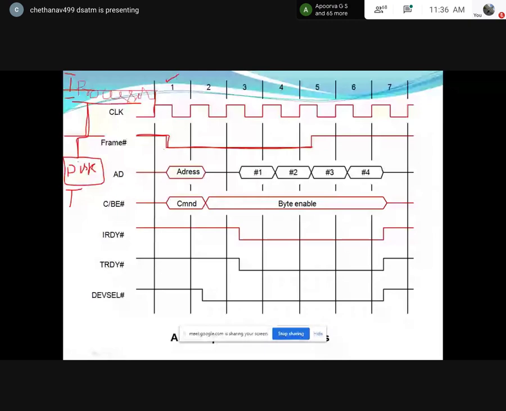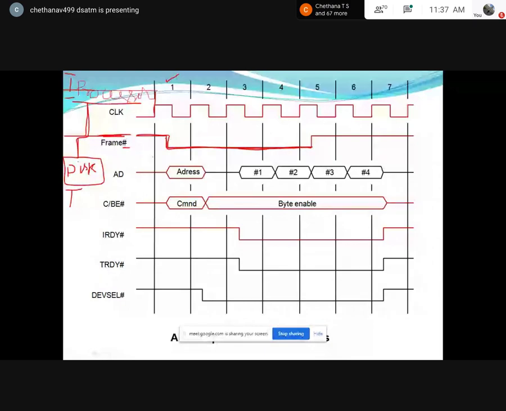Whenever you see this hash symbol, it is nothing but a replacement for the negate symbol. Instead of writing frame negate, we are going to use the hash symbol, that's all. Hash indicates that whenever you have a low voltage, your signal will be in active mode. Whenever it is low voltage, it indicates that your frame signal is active.